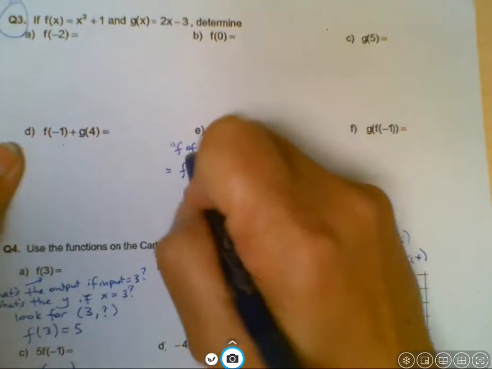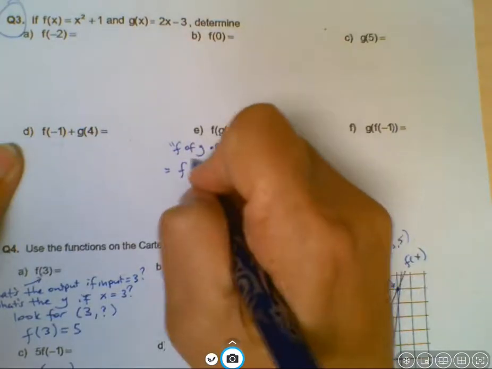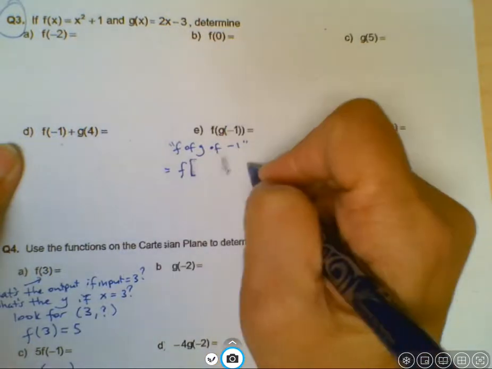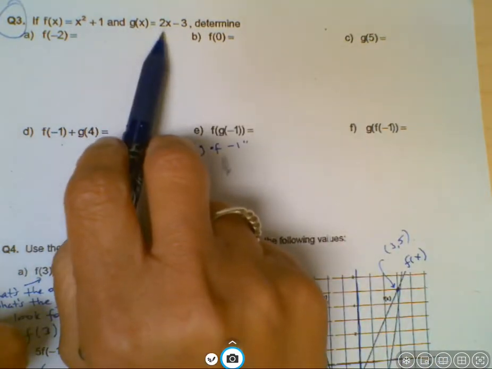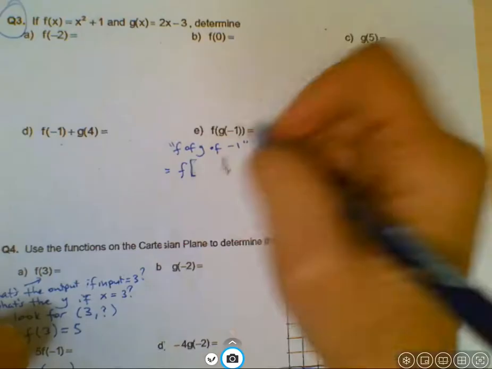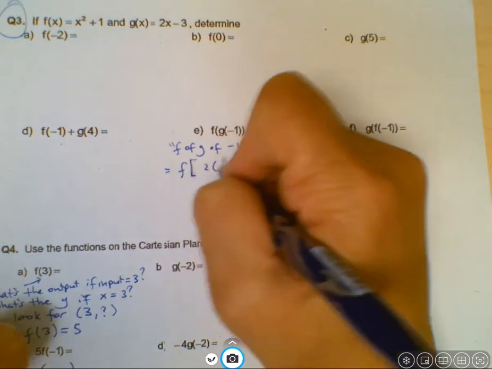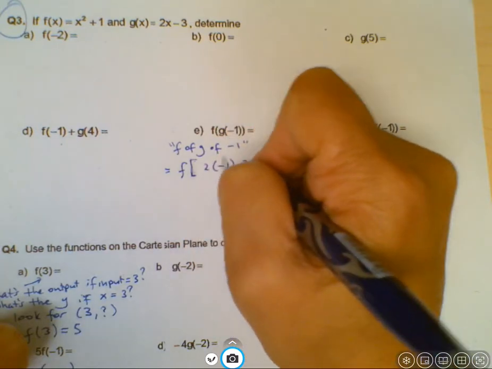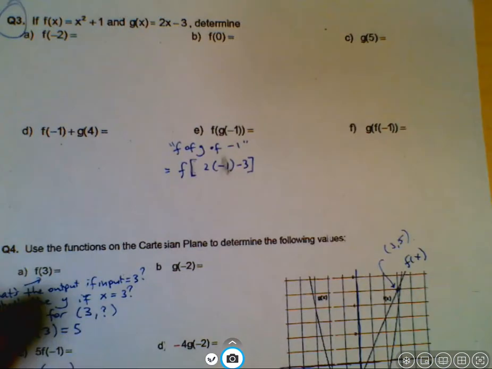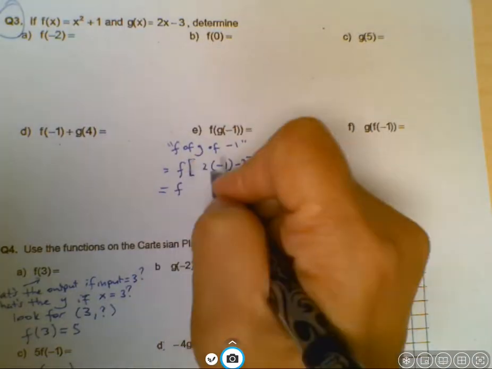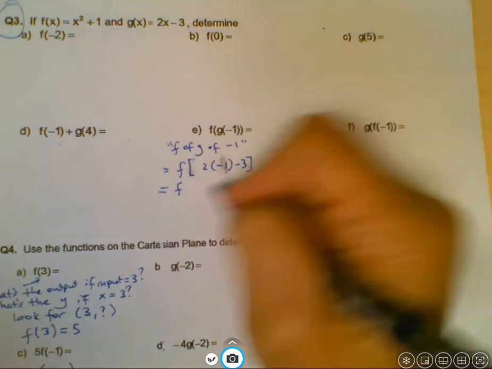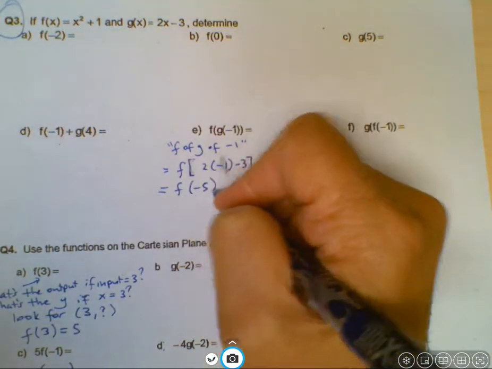You know what I'm going to do? I'm going to use square brackets because it's going to be one inside the other. Okay? G of negative 1 is what I get when I input negative 1 into the equation of g. So that's going to be 2 times negative 1 minus 3. That's why I use the square brackets. I'm going to simplify the inside. So 2 times negative 1 is negative 2, minus 3 is negative 5.